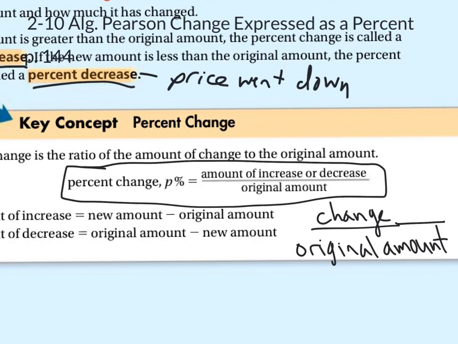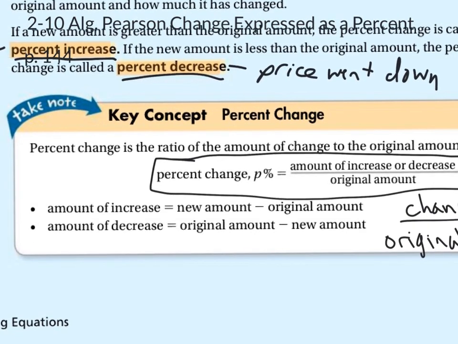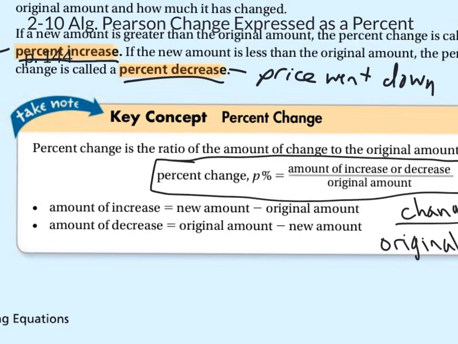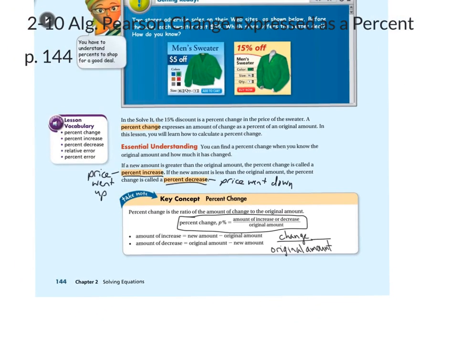The book talks about, if it's an increase, do the new amount minus the original amount. If it's a decrease, do the original amount minus the new amount. Don't really worry about which one goes where. Just take the bigger number minus the smaller number, because that's what you're doing in both of those cases. Then just think about if the price went up or down, then it's a percent increase or percent decrease.